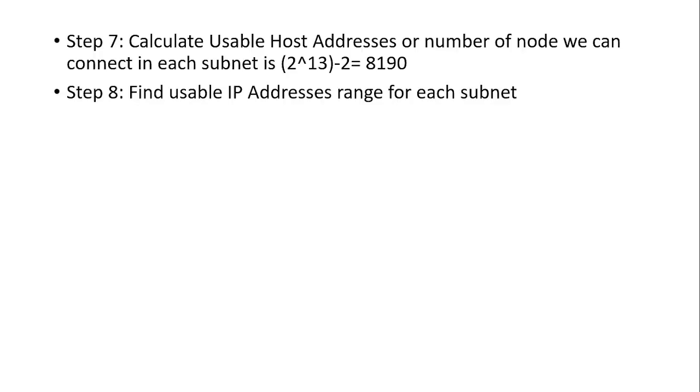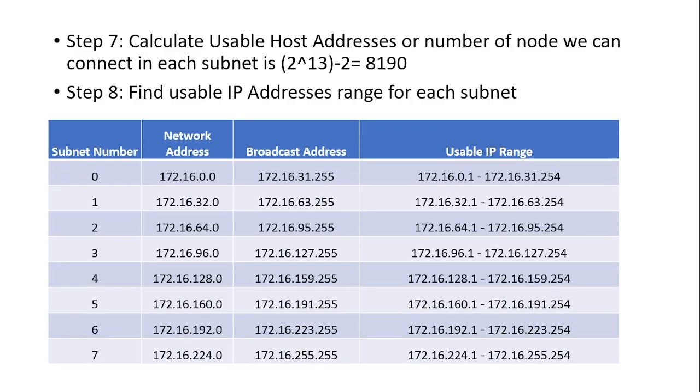Now we'll assign each subnet number, network address, broadcast address, and usable IP range in the table given below. We can see the table contains subnet number 0 to subnet number 8, the network address which is the first IP of the subnet, the broadcast address which is the last IP of the subnet, and the usable IP range which we can assign to any system. Now let's go to Cisco Packet Tracer to see the network configuration.